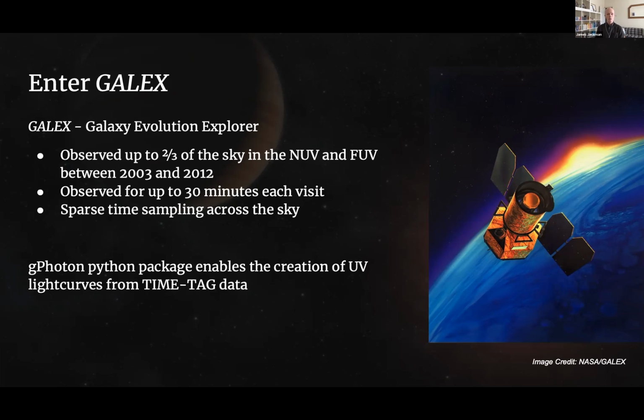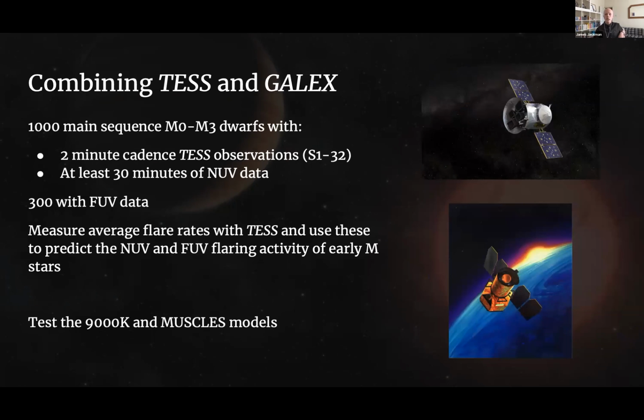And another instrument that's observed quite a large fraction of the sky and can be used to measure ensemble average flare rates in white light is TESS. So to test the UV predictions of empirical flare models calibrated using white light data, we've been combining TESS and GALEX observations of about 1,000 early main sequence M dwarfs. These stars had 2-minute cadence observations in sectors 1 to 32, just because that was what was available when we started this project. They had at least half an hour of near UV data, and this resulted in about 300 or so that had far UV data as well.